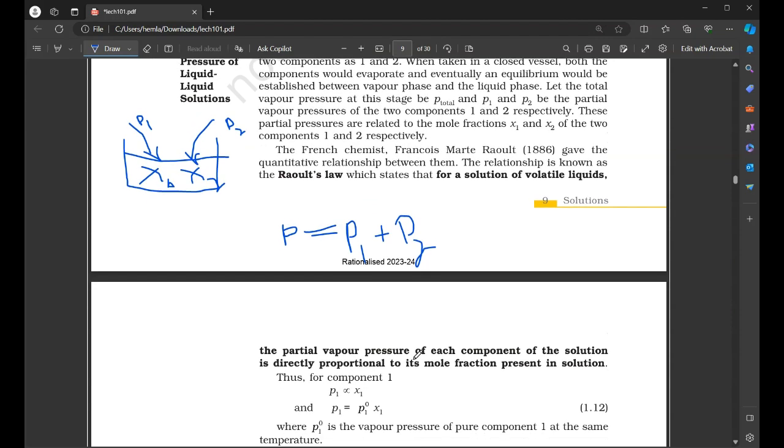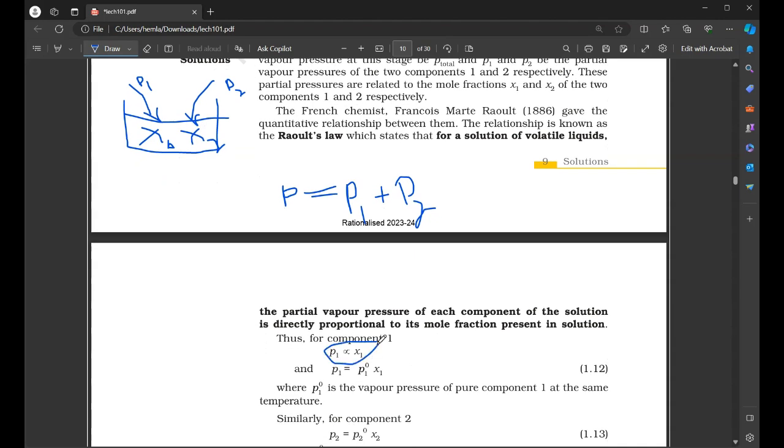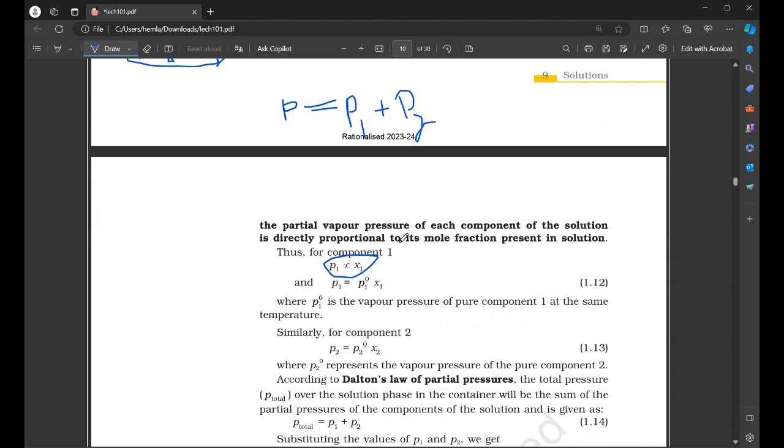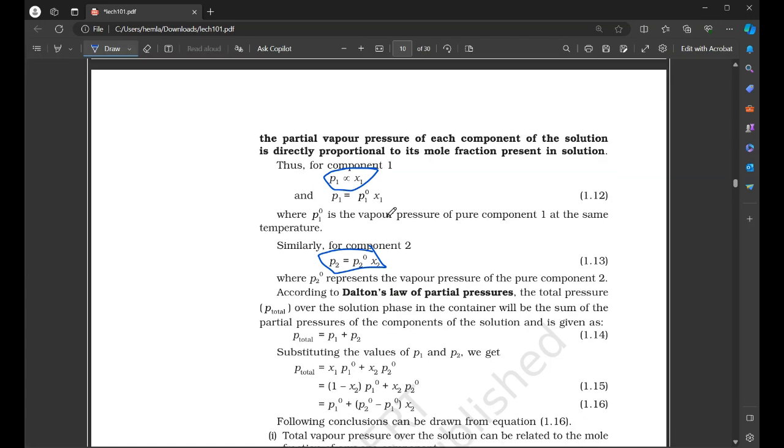So this thing कि जो partial pressure है, partial vapor pressure, it is proportional to the mole fraction, and when you remove the proportionality we get a constant, and that constant is P1 naught, which is vapor pressure of the pure component 1 at the same temperature. तो जो P2 होता है वो P2 naught x2, P1 है वो P1 naught x1.